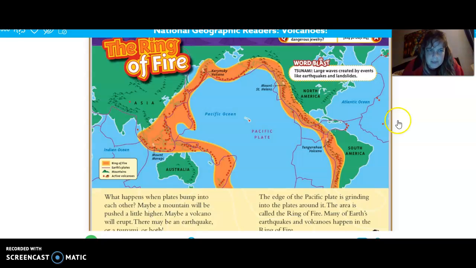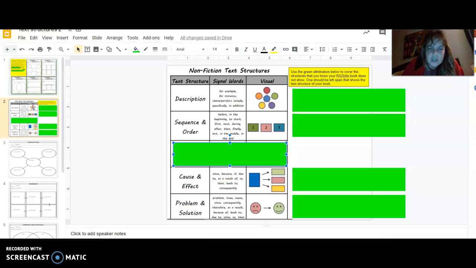Okay. When I'm thinking about my text structures, it's still kind of describing where volcanoes can be found. Sequence and order, I'm not seeing sequence and order so much anymore, so I'm going to eliminate sequence and order.